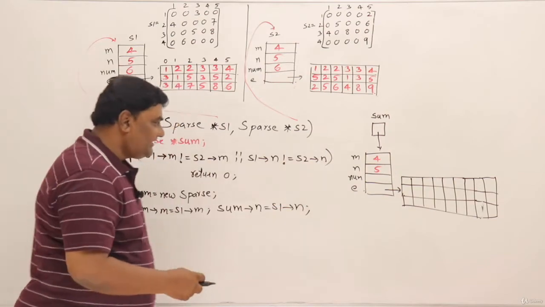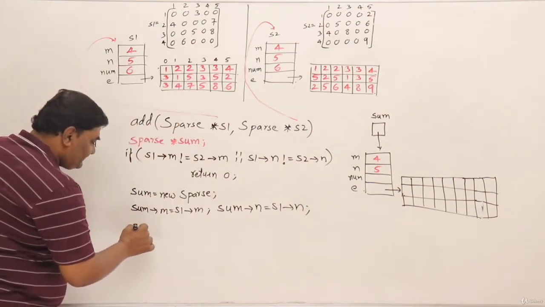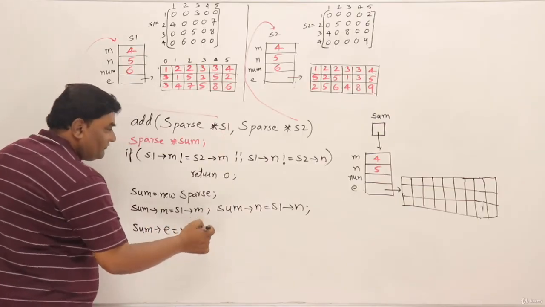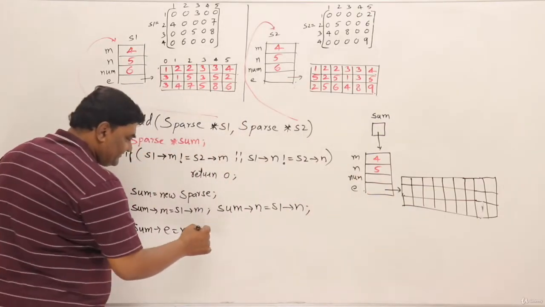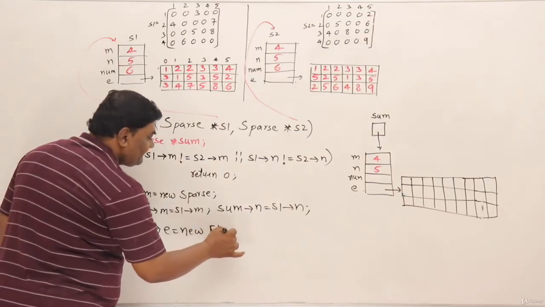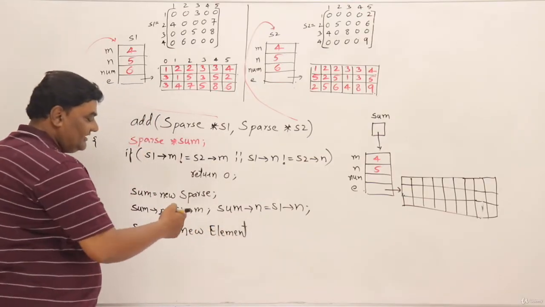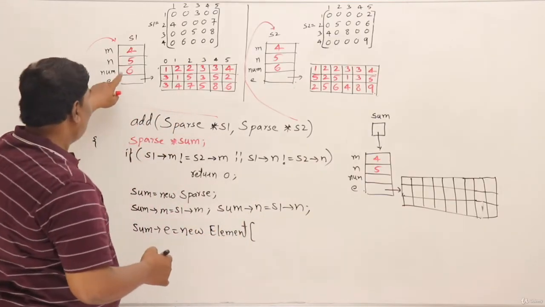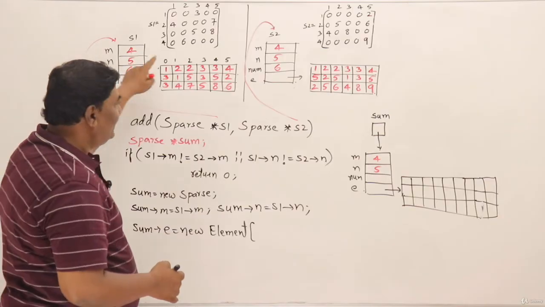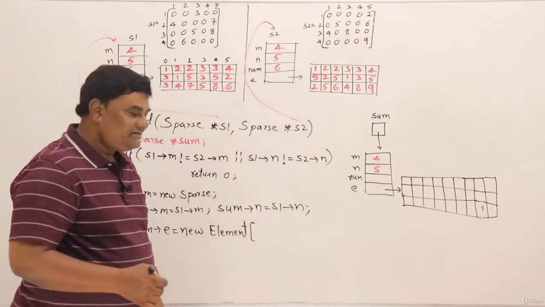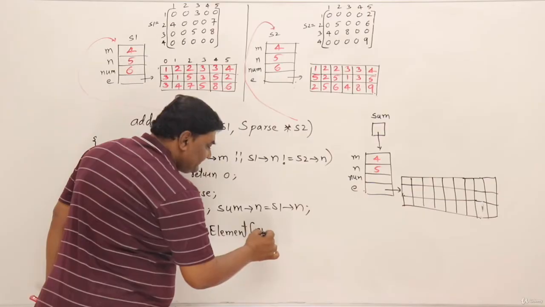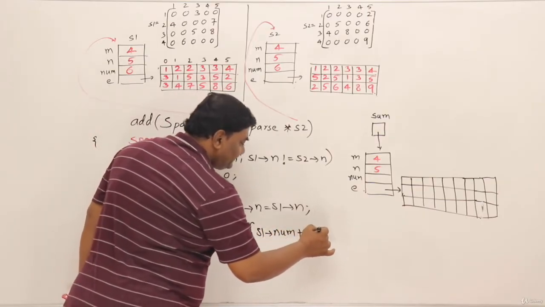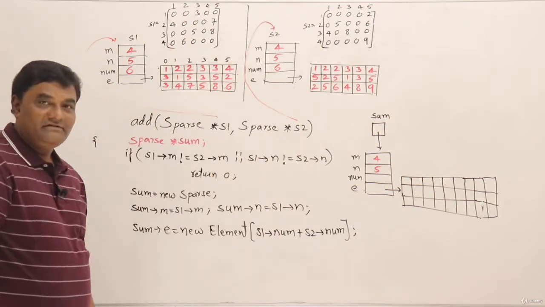So let us create this array. For that I have to say sum's e assign new, an array of elements. So new element, which is one structure we have already seen. And what should be the size? The size should be the combined size of S1's and S2's non-zero elements. So let us say S1's num plus S2's num. So this array is created.